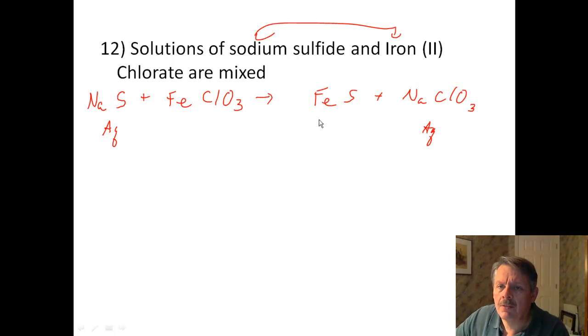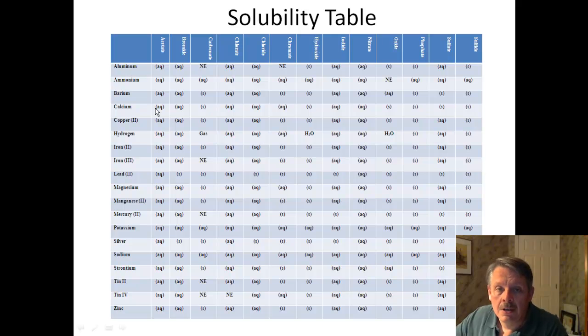So all I have to look for is iron. We're talking about iron 2. So iron 2 sulfide and iron 2 chlorate. So iron 2, so we're looking only at this line, and we're looking at chlorate, which I believe is here, and we're looking at sulfide.